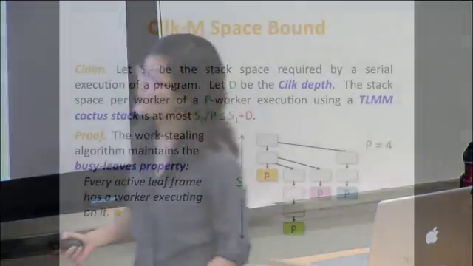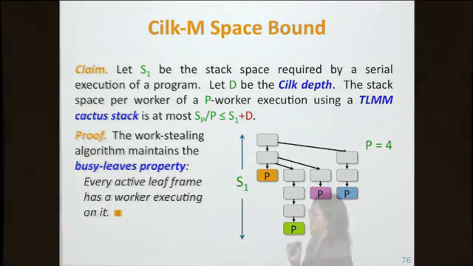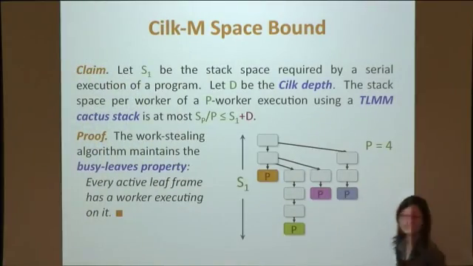With the Cilk-M space bound, it's very similar except you have this plus P plus D term. This is because we also maintain the busy-leaves property, but every time we have a successful steal, you have to advance the stack pointer to the next page boundary. So in the worst case, if every Cilk function that realizes the Cilk depth D gets stolen successfully, then you have that many fragments in your stack. And therefore, you have this additional plus D term.